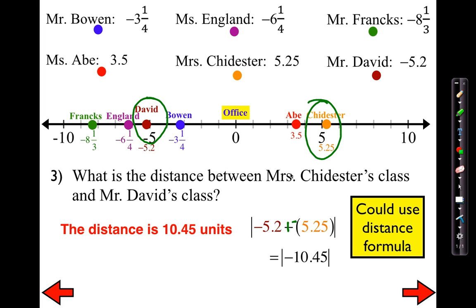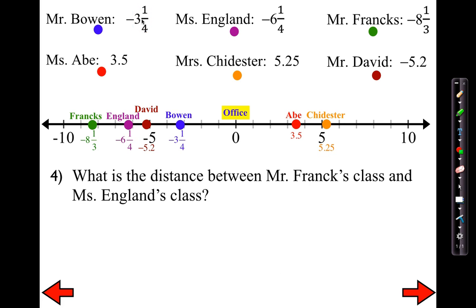And then from there, we take the absolute value, which gives us 10 and 4500. So what is the distance? I would say the distance is 10 and 4500 units. Okay, next question. What is the distance between Mr. Frank's class and Miss England's class?